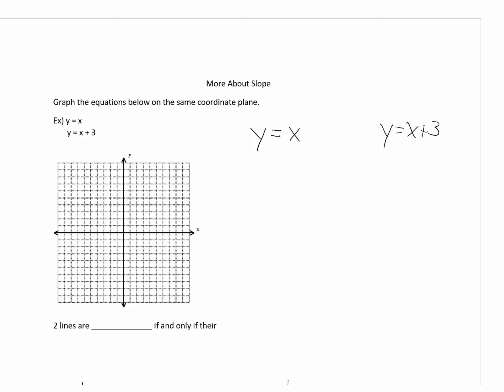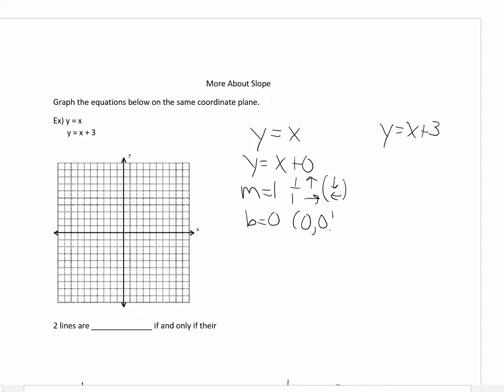In this video, we're going to continue our discussion about slope. So I want to be able to graph the equations below on the same coordinate plane. Because y equals x is the same thing as y equals x plus 0, the slope is 1, which I can rewrite as 1 over 1, meaning I can either go up and to the right or down and to the left. The y-intercept is 0. So as an ordered pair, that's (0, 0).